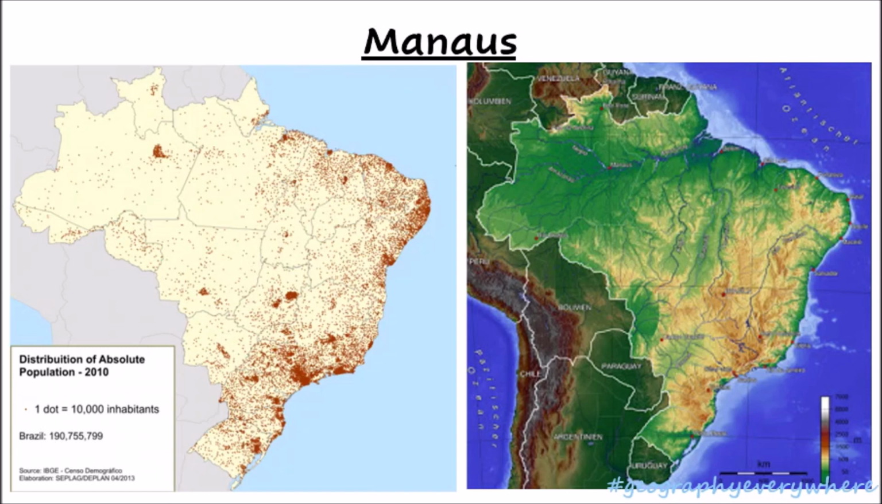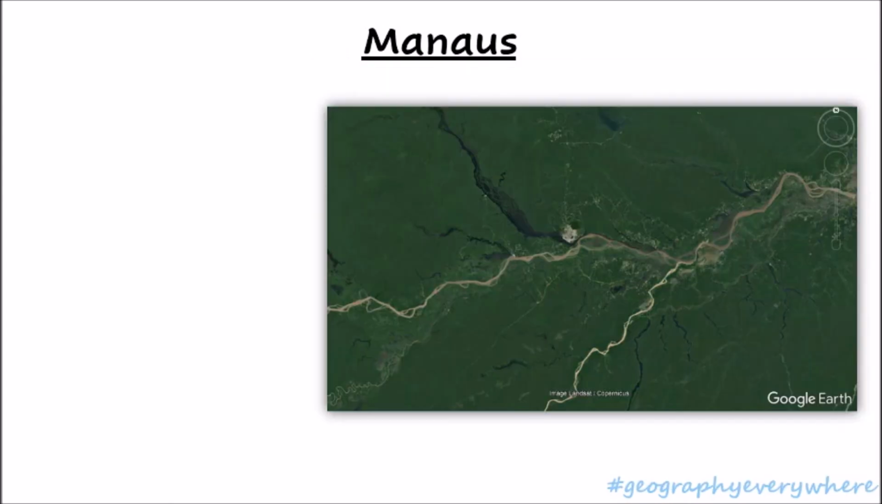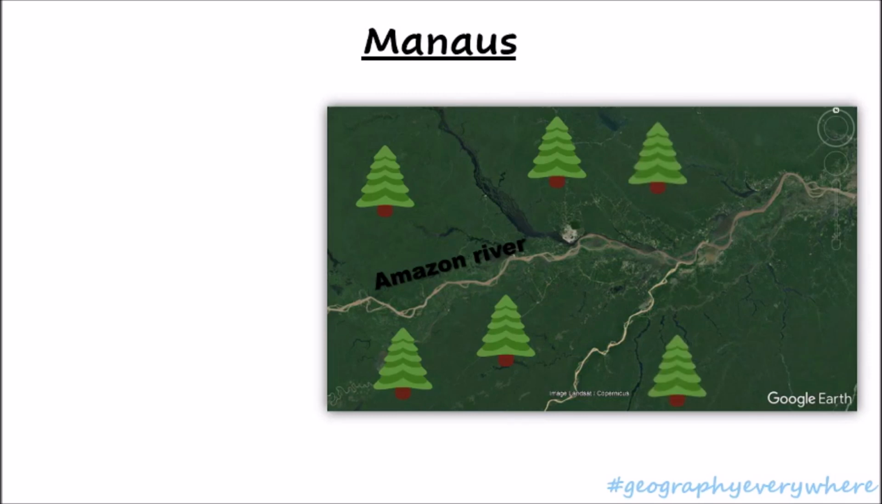The last city we're going to look at is Manaus. The city is located in the north of Brazil. You can also look at it on the topographic map. It's right next to the Amazon River. Using Google Earth, we can look at the area the city is found in. You can see that there's the Amazon River. You can see the whole area covered in trees. This is the Amazon rainforest. If there are so many trees, why would anyone build a city over here?